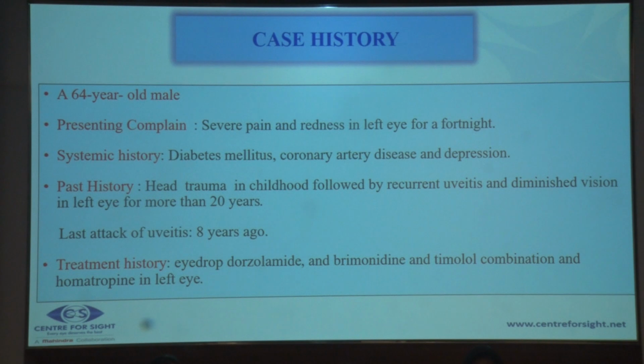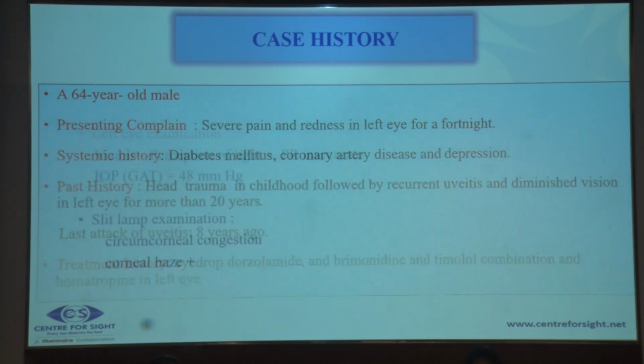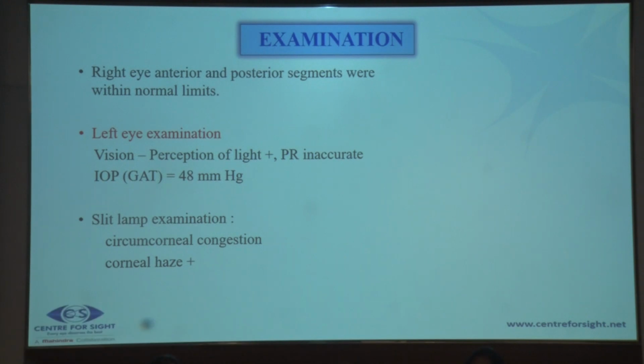The patient was already on anti-glaucoma medication, Dorzox, brimonidine, and timolol combination, and homatropine in the left eye. On examination, the right eye was within normal limits. In the left eye, perception of light was present, and the projection of rays was inaccurate. The IOP was 48 on GAT.